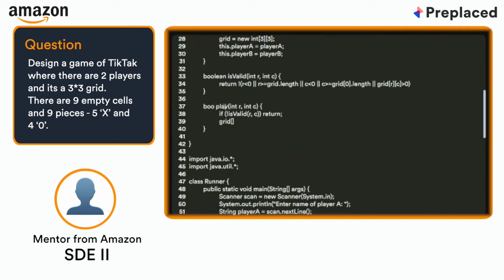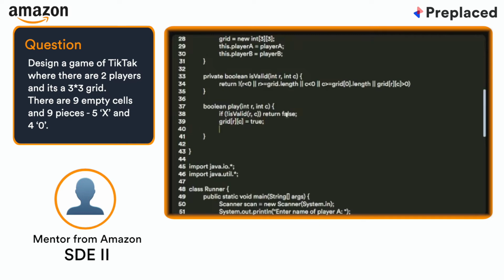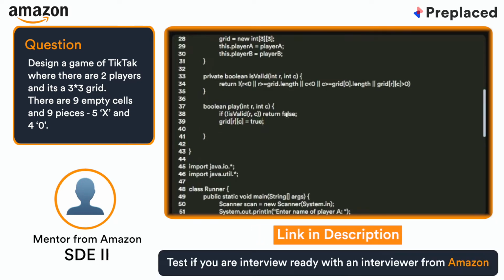Let's do a simple trick. It will be returning boolean. I can make it private now, since I won't be calling it outside. I'll just call play, and it will return false if the entry is invalid. And if it is valid, I will set my row at index column equal to true, and in the end I will return true because the entry was valid and it has been filled. Does that make sense?